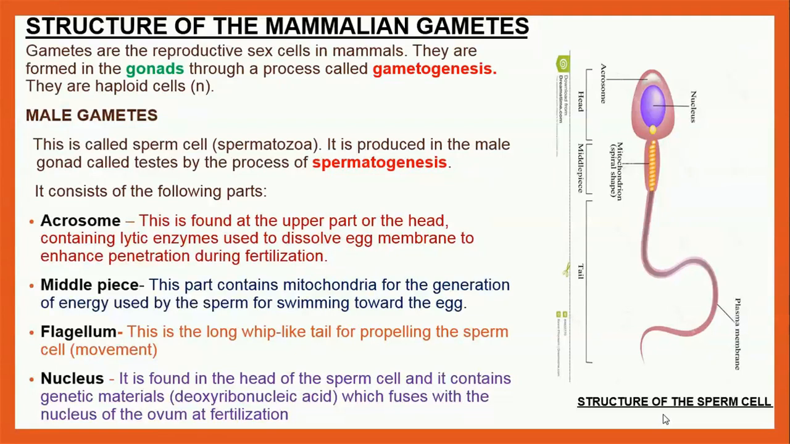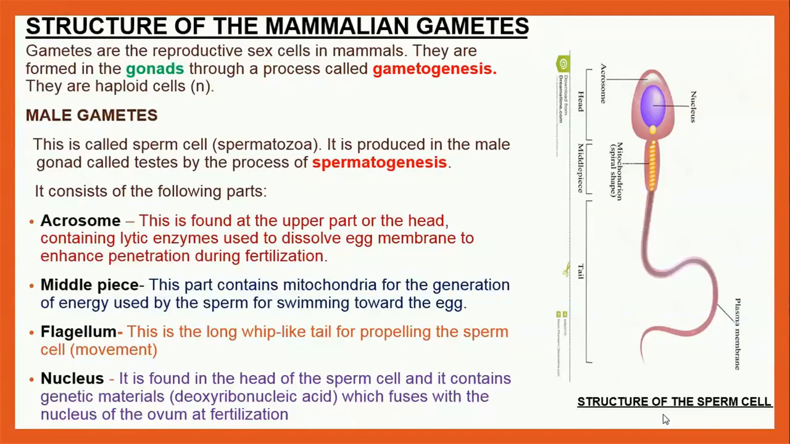Now let's look at the male gametes. This is called the sperm cell or spermatozoa. It is produced in the male gonad called testes by the process of spermatogenesis. It consists of the following parts. The first part is the acrosome. This is found at the upper part of the head of the sperm cell. It contains lytic enzymes which are used to dissolve the egg membrane of the ovum, of course, in order to enhance penetration during fertilization. So go to the image, look at that part, acrosome.